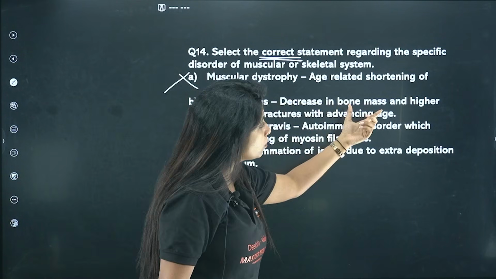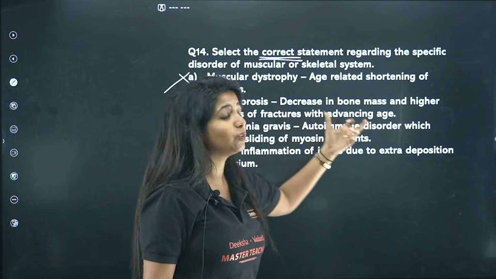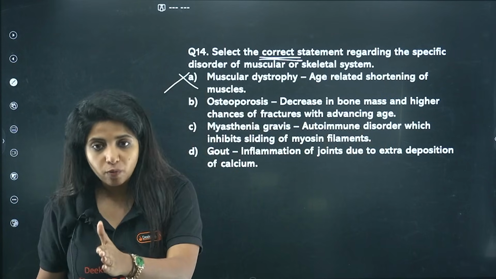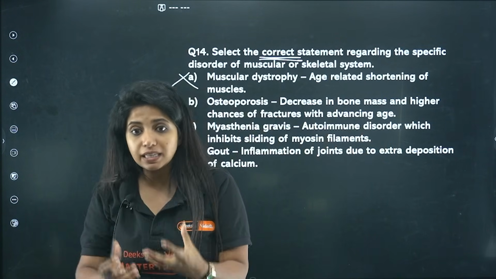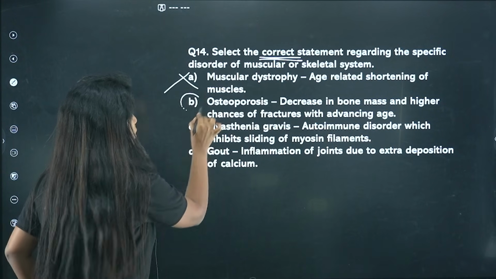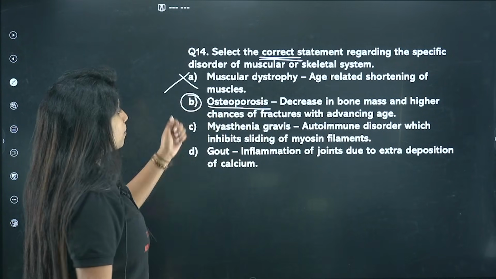Osteoporosis, decrease in bone mass and higher chances of fractures with advancing age. Yes, there's a loss of calcium from the bone, which is why there is a decrease in bone mass and it becomes brittle. There are chances of easy fracture also. So this particular statement is going to be correct.